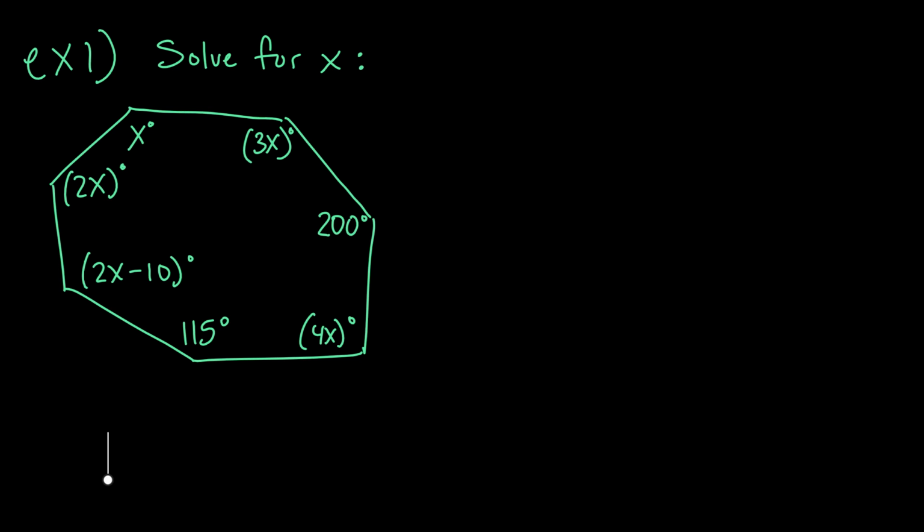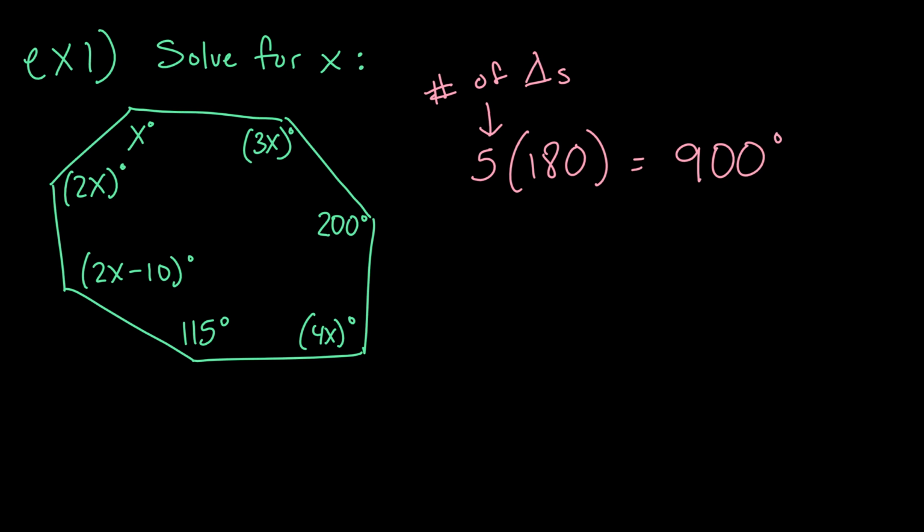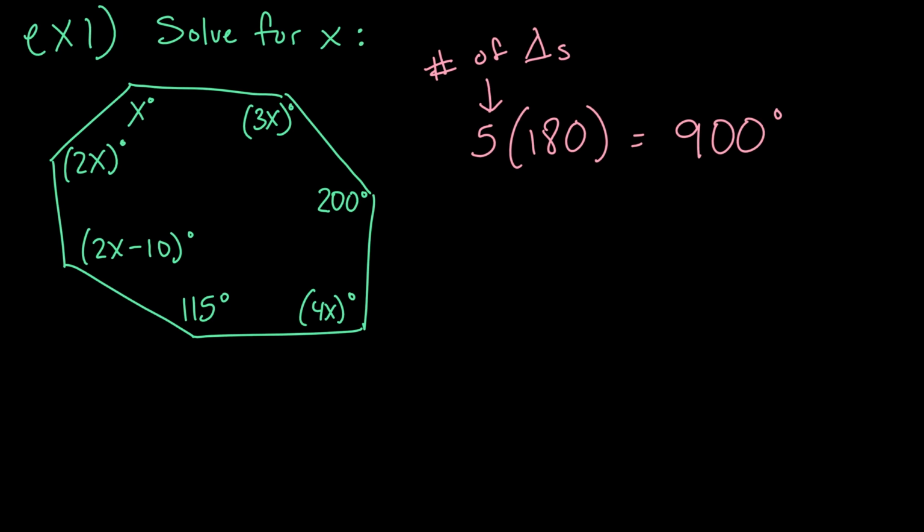So the number of sides here is 7, right? So 7 minus 2 is 5, times 180 gives us what? No, just solve for x. So now you know that all of these angles add up to what? 900. Okay, you guys go ahead and solve for x now.